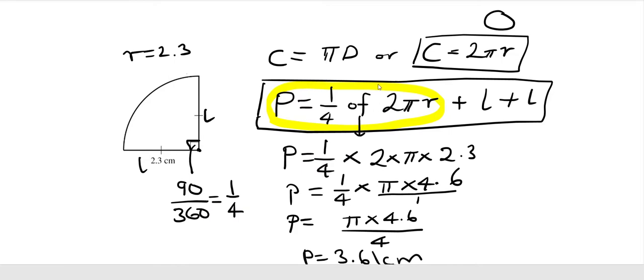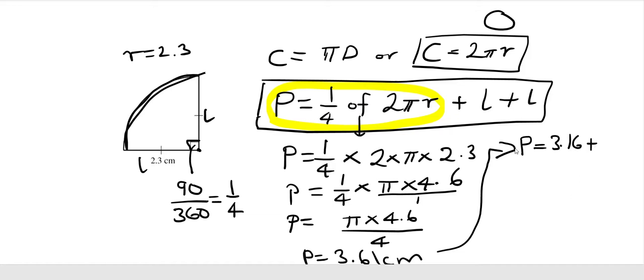Now remember, this is just part of the circle. So I've just found the length of that curve here. That's what I've just found. Now I've got to add on the other sides, the L plus L. So I'll just continue it here because I haven't got room on the bottom. So perimeter of the whole shape now will be equal to 3.61. We can write centimeters later, plus 2.3 plus 2.3, or you can say 2.3 times 2, that's fine as well, plus 2.3, just squeeze it in.